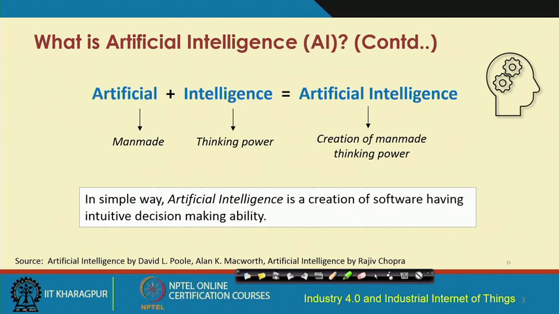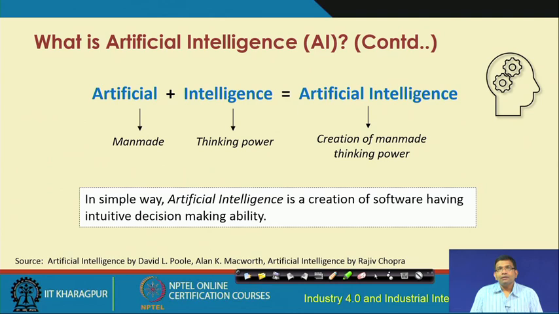So, we are talking about artificial, which is man-made, integrating with intelligence, which is basically the thinking power, and together achieving the development of an AI based system, an artificial intelligence system, which is a creation of man-made thinking power. In simplistic form, AI is a creation of software having intuitive decision making capability. Remember one thing, that AI systems are typically software based, but in the industrial sector or many other domains, this AI based software will have to work on some kind of hardware. So, you cannot leave hardware completely separated when you are talking about AI systems holistically.